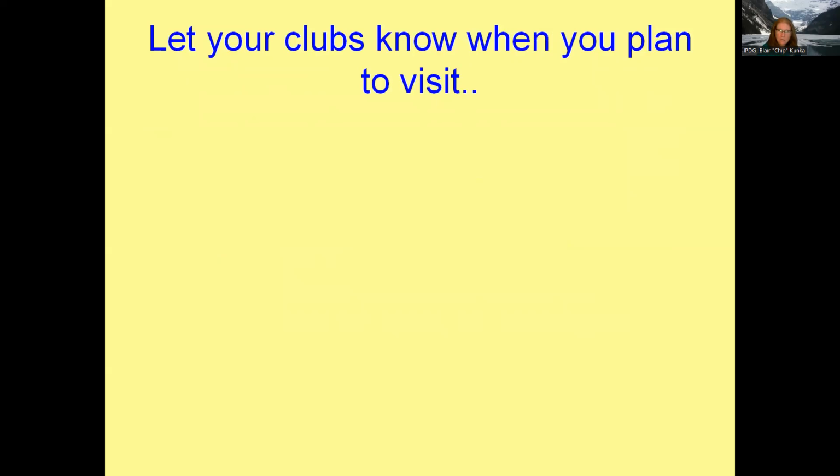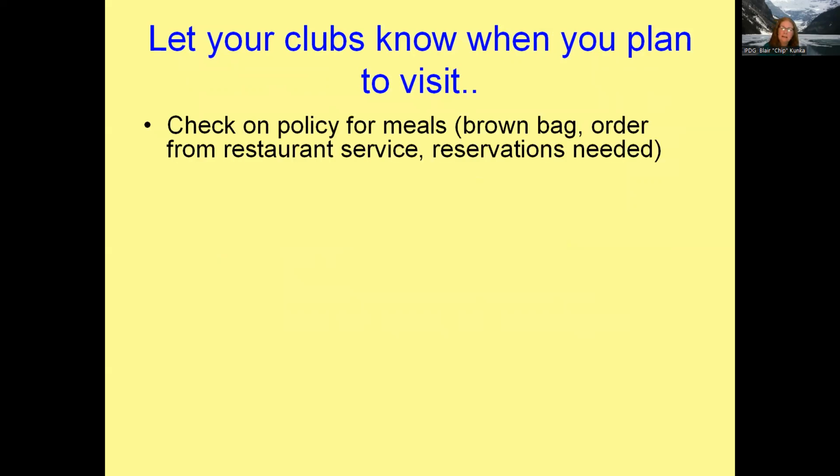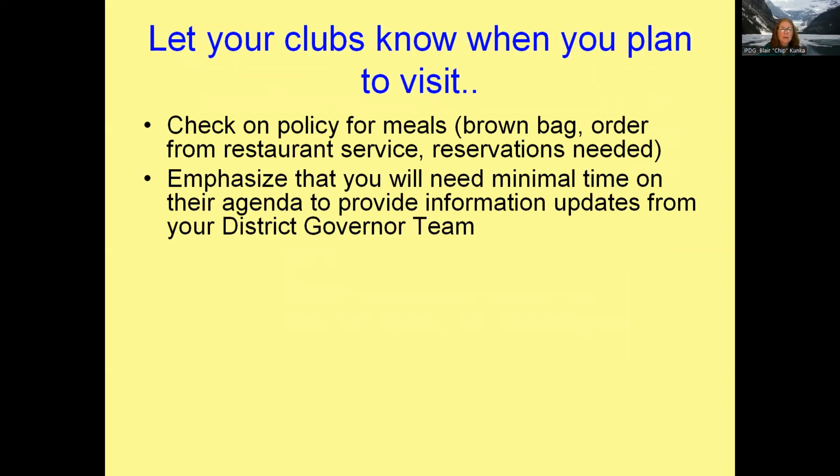Let your clubs know when you plan to visit. They may have changed their location, date and meeting time. So check on the policy that they have for meals, whether it's a brown bag or you're ordering from a restaurant, and whether you need reservations so that a meal may be prepared. Emphasize you will need minimal time on their agenda to provide information updates from your DG team.